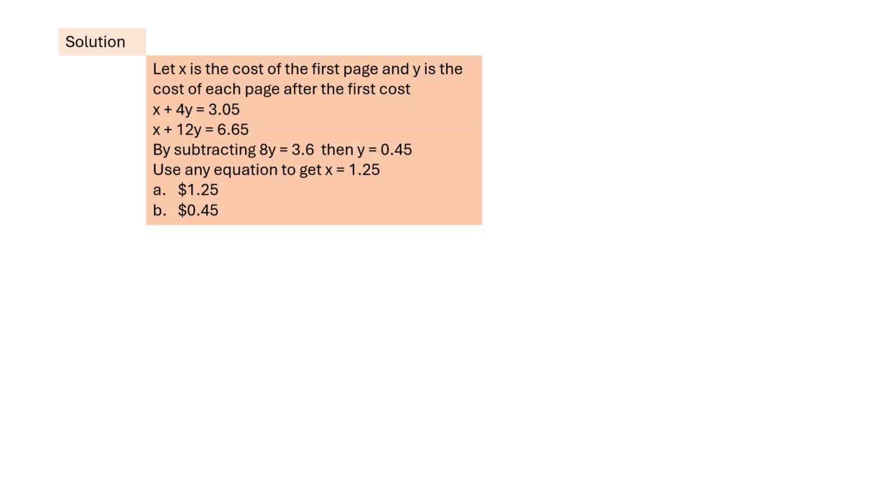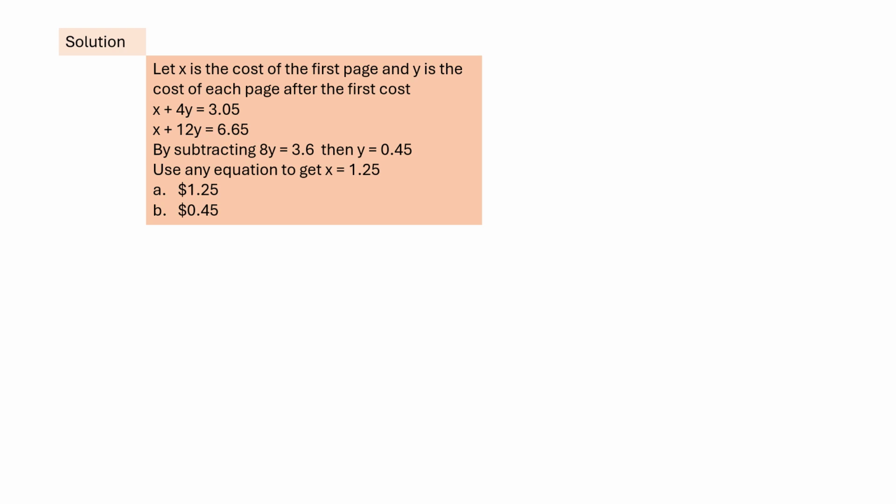First of all, you will consider something is x and the other is y. So let x be the cost of the first page and y be the cost of each page after the first page. The first equation: the question gives the price of 5 pages as 3.05. So the first page is x and the rest, 5 pages, is 4, so you multiply 4 by y: x plus 4y equals 3.05. Second equation: the first page is also x, for the price of 13 pages, so x plus 12y equals 6.65.